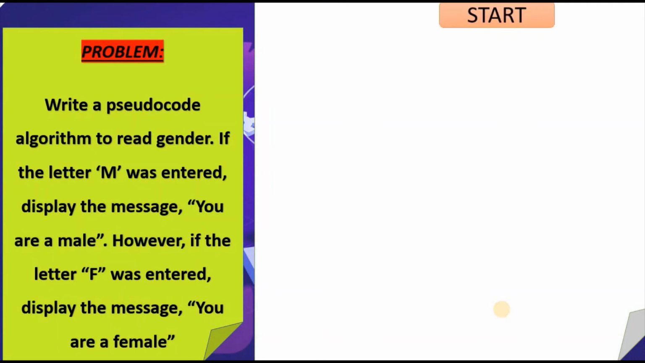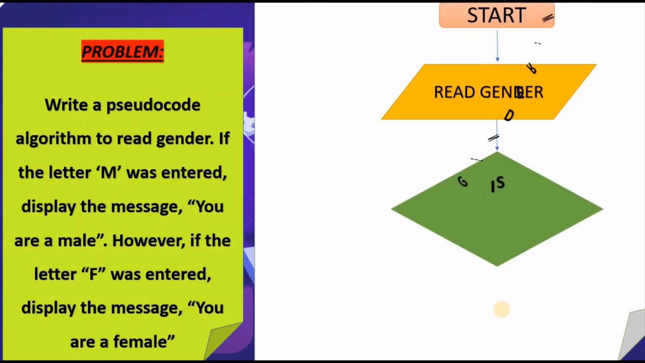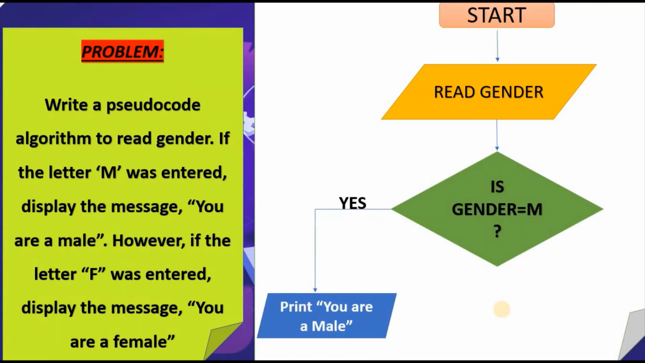Again, we start with our terminal, which is the start arrow, followed by the reading of the gender. When the computer reads the gender, it's now going to test to see if the gender was M. So again, we're testing for M. If it was M, then we would print the message, you are a male. And if it was not M, then automatically we know that it would have been the other gender, which was female. So here the message to be displayed would be you are a female.